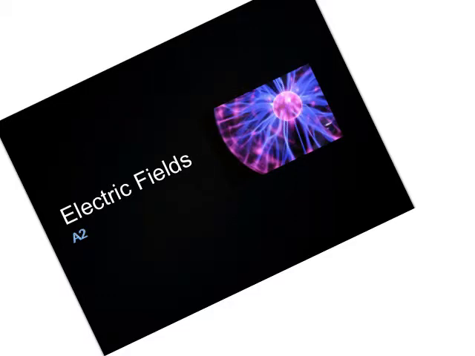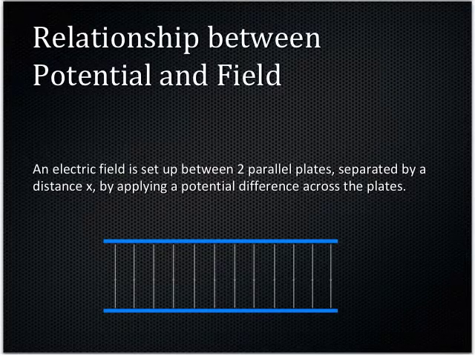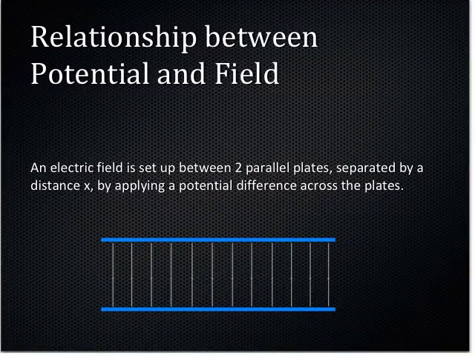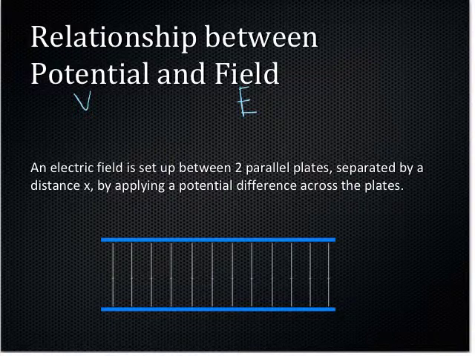Hi, this is another video on electric fields. This time we look at the relationship between potential and the field. In other words, how V relates to E. An electric field is set up between two parallel plates separated by a distance x by applying a potential difference across the plates.